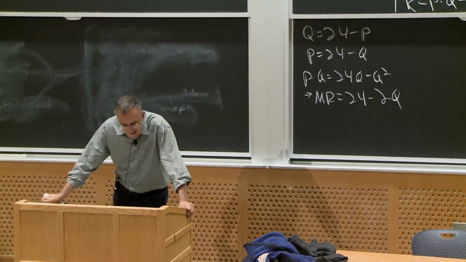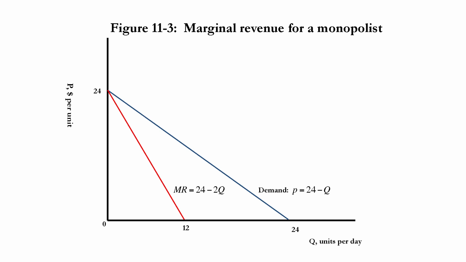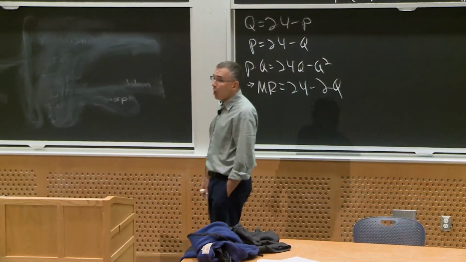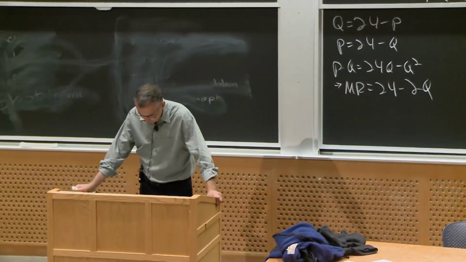And you can see this in figure 11.3. Here we graph the demand curve, that's the blue line. The demand curve is just a standard demand curve where you can have 24 units per day at a price of 0, and you want 0 units per day at a price of 24. Okay? And then the marginal revenue curve is everywhere below the demand curve. It has the same intersection on the y-axis, but it's everywhere below the demand curve.